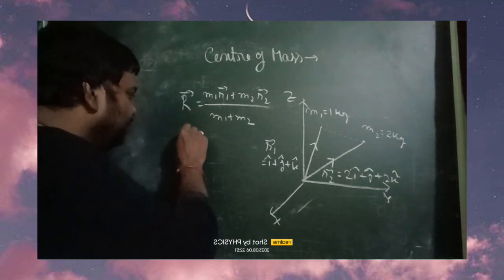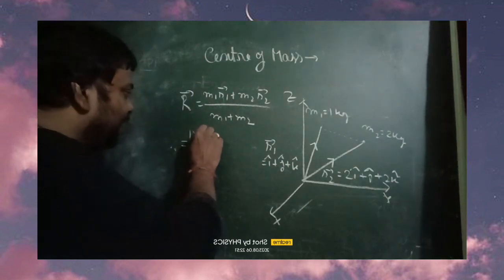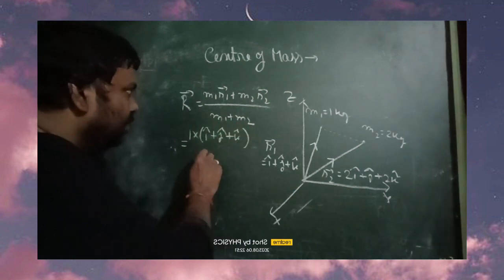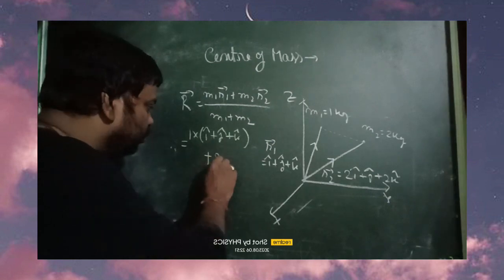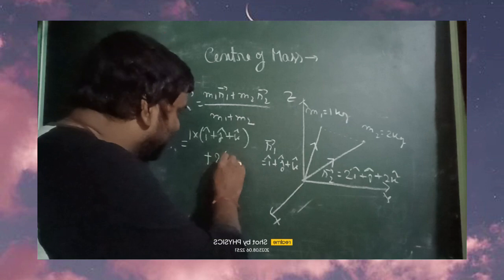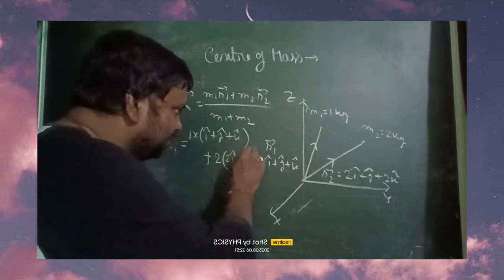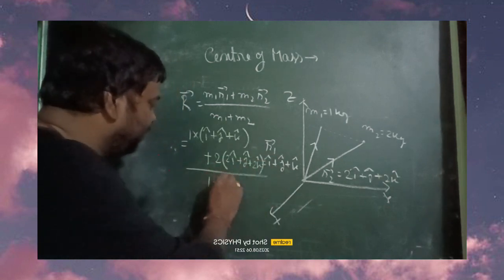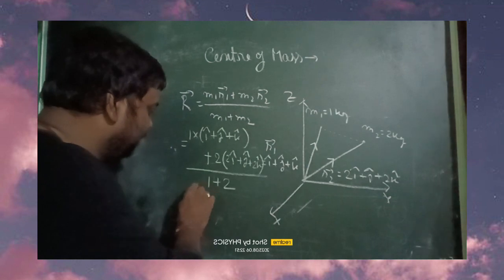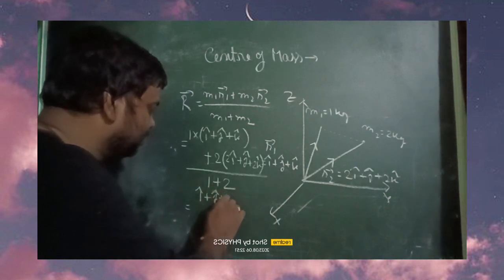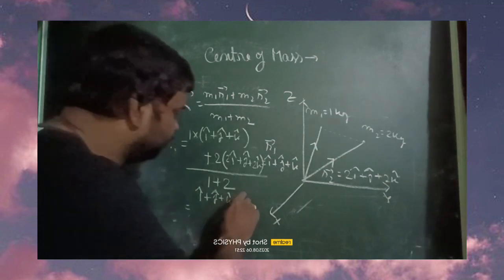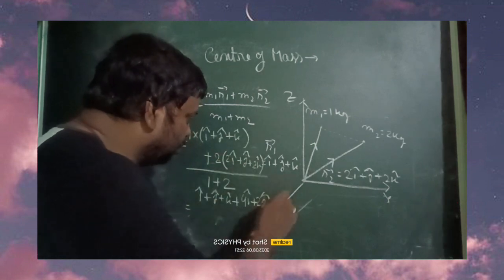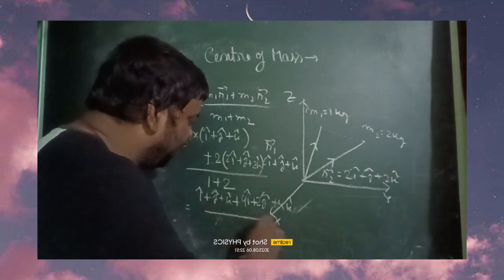Here m1 is 1 and r1 is i hat plus j hat plus k hat, and m2 is 2 and the position vector is 2i hat plus j hat plus 2k hat. Now dividing by 1 plus 2, we have i hat plus j hat plus k hat plus 2 times (4 i hat plus 2 j hat plus 4 k hat) by 3.